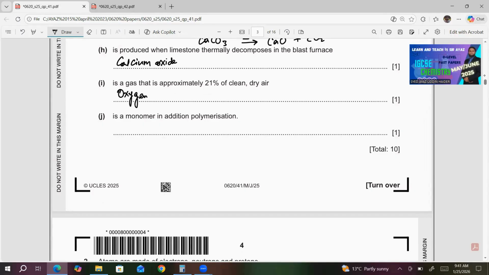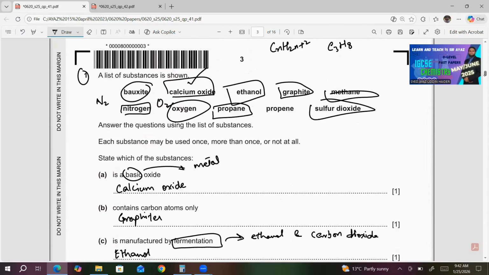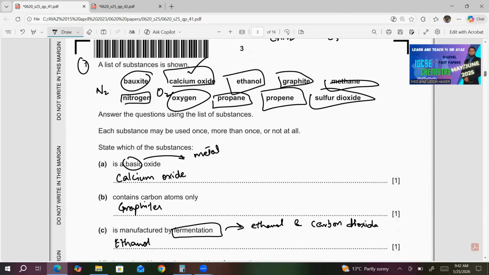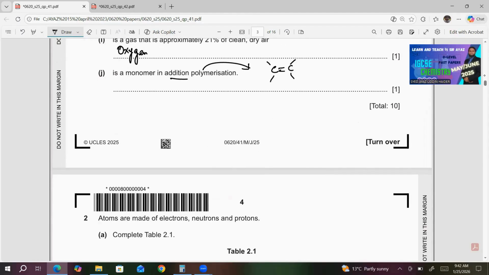J is a monomer in addition polymerization. So for addition polymerization, we need a carbon-carbon double bond. We look for any compound having this carbon-carbon double bond, and we have this one in the list, that is propene. It will form polypropene. So we have propene as the final answer.